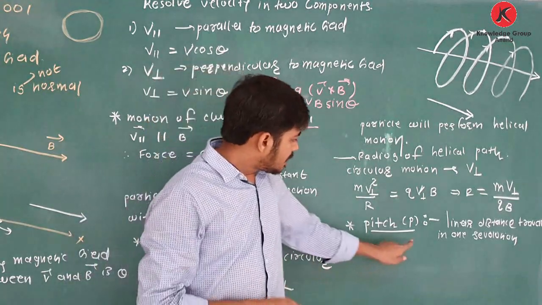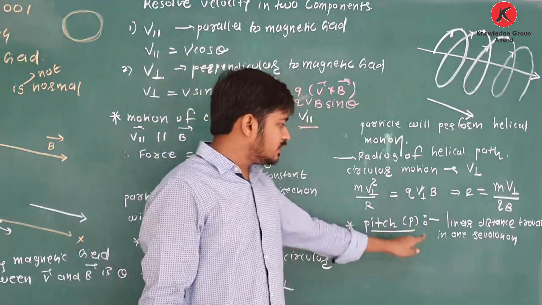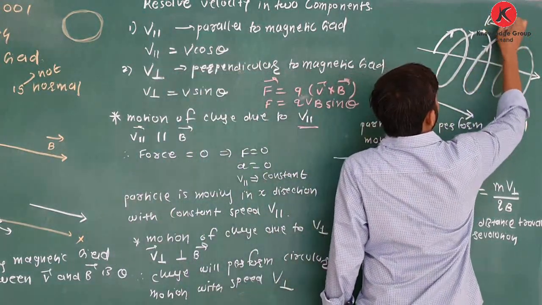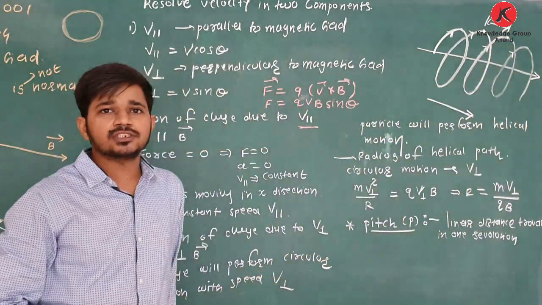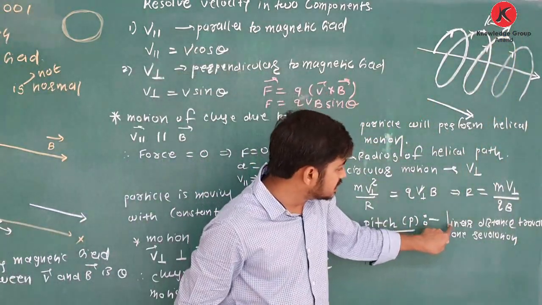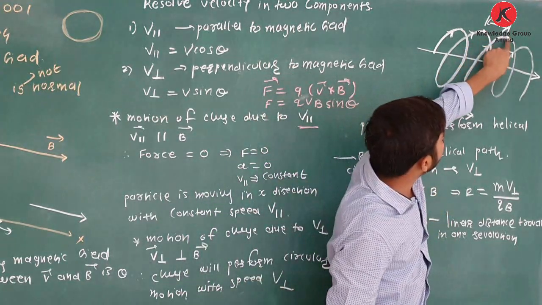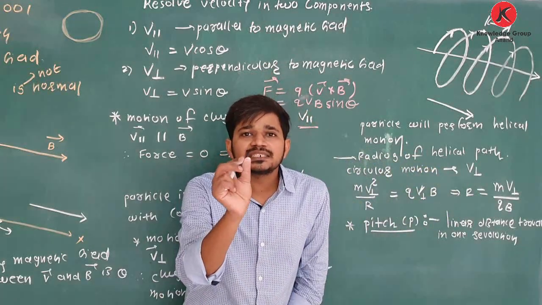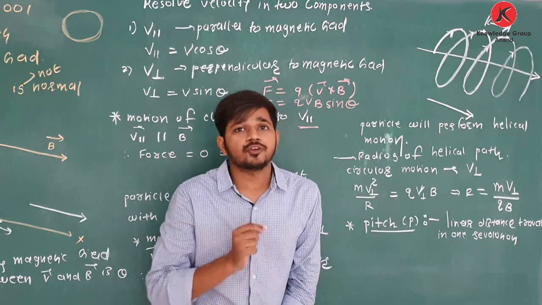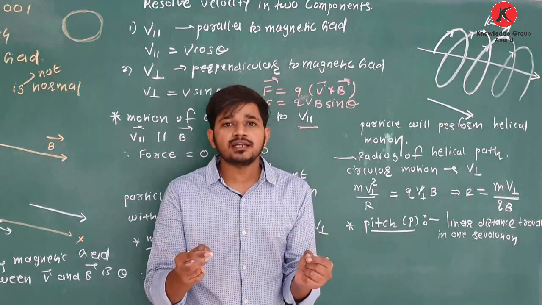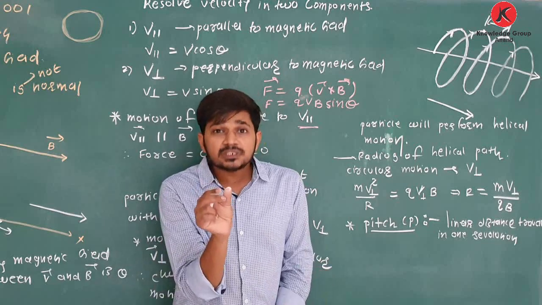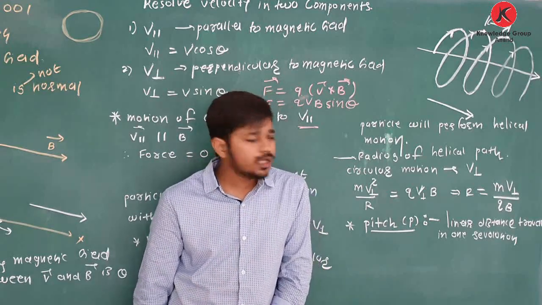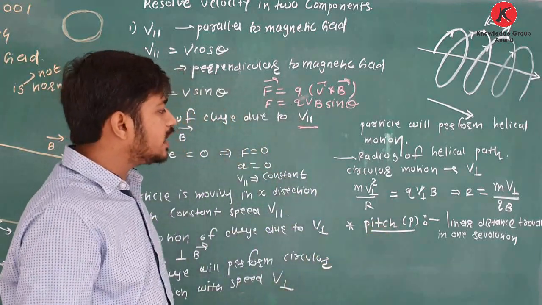What is one revolution? Linear distance traveled in one revolution is called pitch. So this distance, linear distance, means this straight distance. It is called pitch. If you observe a screw, what is the linear distance between two threads? It is called pitch. If you have a spring, then the linear distance between two successive turns is called pitch. So pitch means linear distance traveled in one revolution.